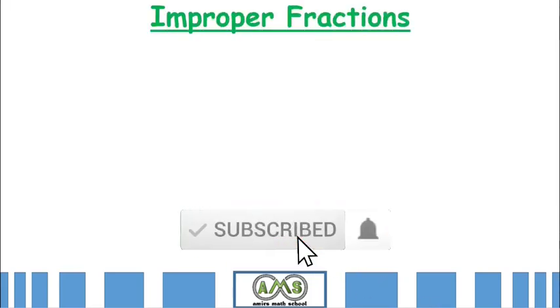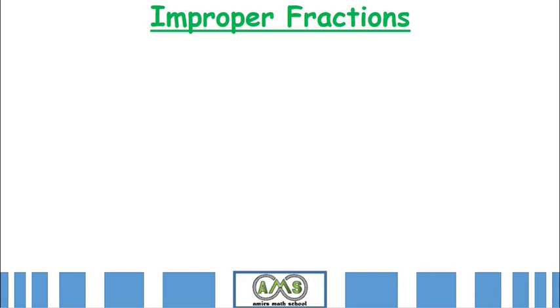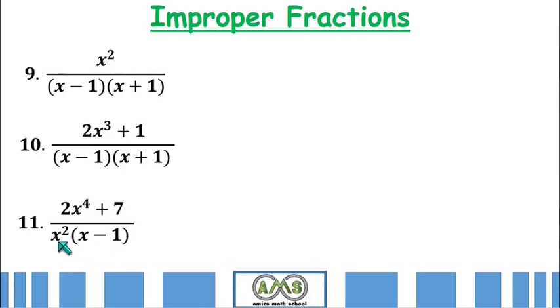Now let's see the improper fractions. When the degree of the numerator is greater than or equal to the degree of the denominator, in that case it is called an improper fraction. So let's see some improper fractions. That is x squared divided by (x minus 1) times (x plus 1). Here you see the degree of the denominator is 2 and the degree of the numerator is also 2. Next one, (2x to the power 4 plus 7) divided by x squared times (x minus 1). Here just one linear factor is repeated.